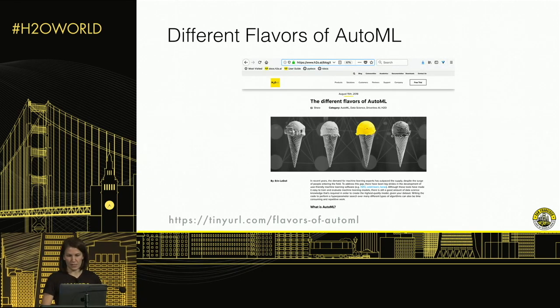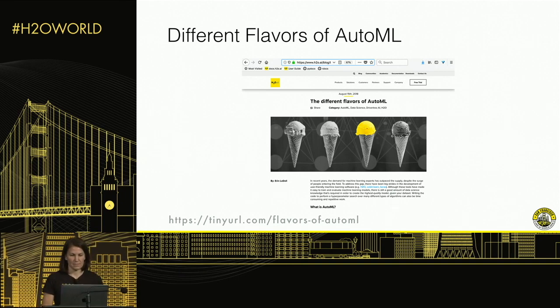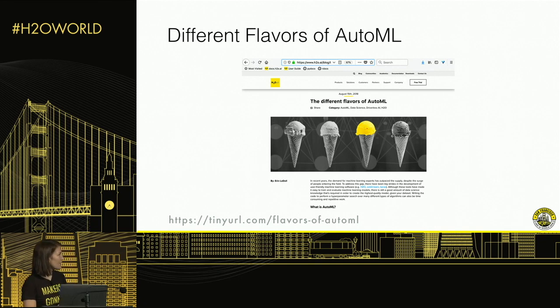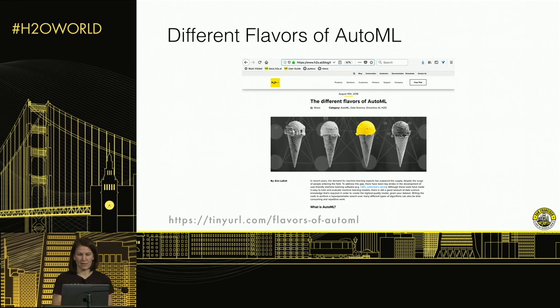So the term AutoML is pretty generic, and a lot of people use it to mean different things. So I wrote this blog post a few months ago, and the URL, if you want to click on it, it's on our blog, but it's probably easier just to go to tinyurl.com/flavors-of-AutoML. So this is just a blog post that explains all the different uses of the term.